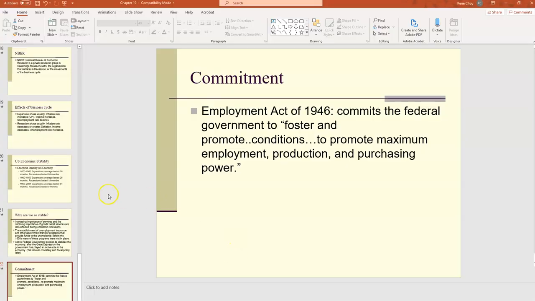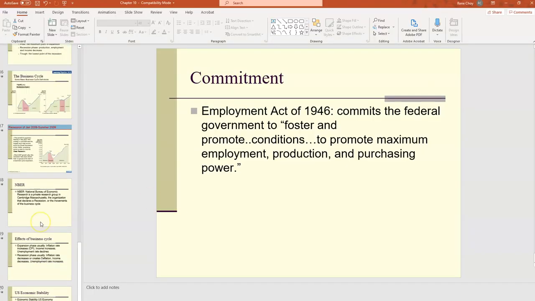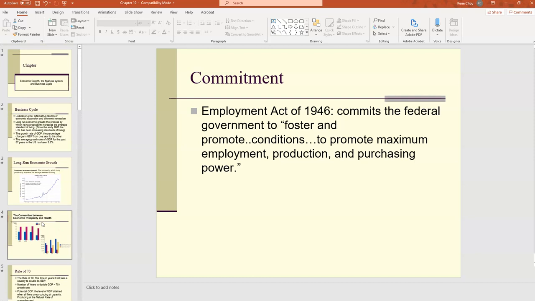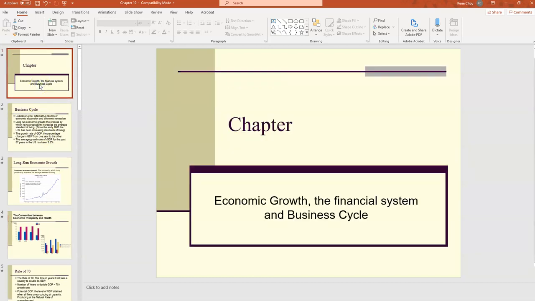Okay, so in any case, this is really the biggest thing that we have today saving consumption in the US economy. All right. I hope in this particular chapter you learned a little bit more about how the financial system works, what it does, what the business cycles are, and economic growth in general.